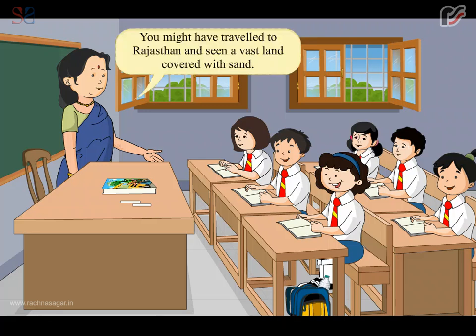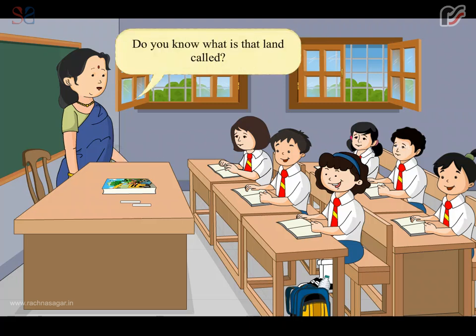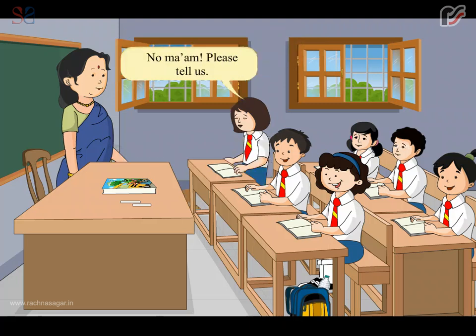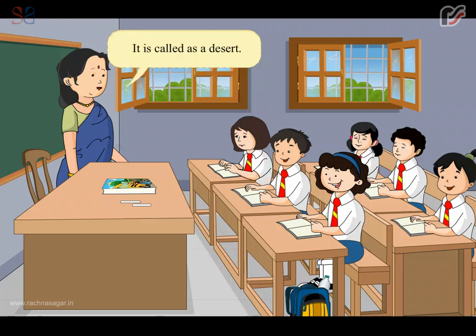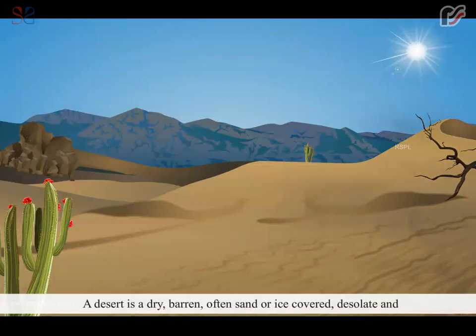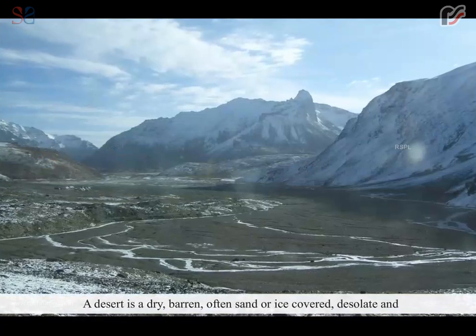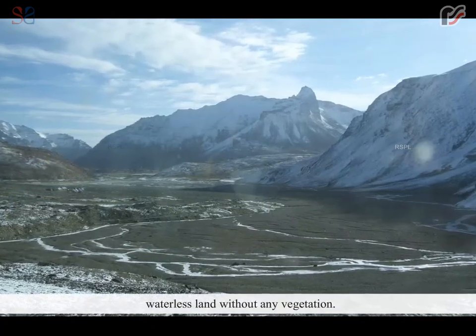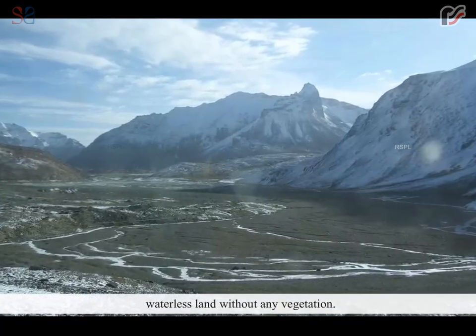You might have traveled to Rajasthan and seen a vast land covered with sand. Do you know what that land is called? No, ma'am. Please tell us. It is called a desert. A desert is a dry, barren, often sand or ice-covered, desolate and waterless land without any vegetation.